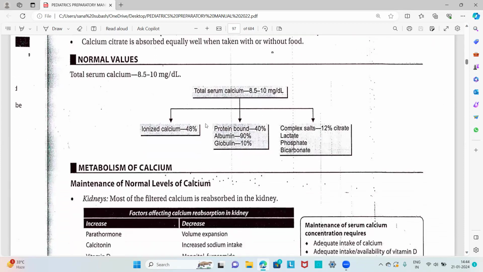Then what are the normal values of calcium? Total serum calcium is about 8.5 to 10 milligram per deciliter. In that total serum calcium, the ionized calcium, that is free calcium, constitutes about 14%, and the protein bound calcium, bound to albumin at 90% or globulin at 10%, contributes about 40%, and the majority binds to albumin, that is 90%. The complex salts, like citrate, lactate, phosphate, and bicarbonate, make up about 12%. So these are the normal values of serum calcium.